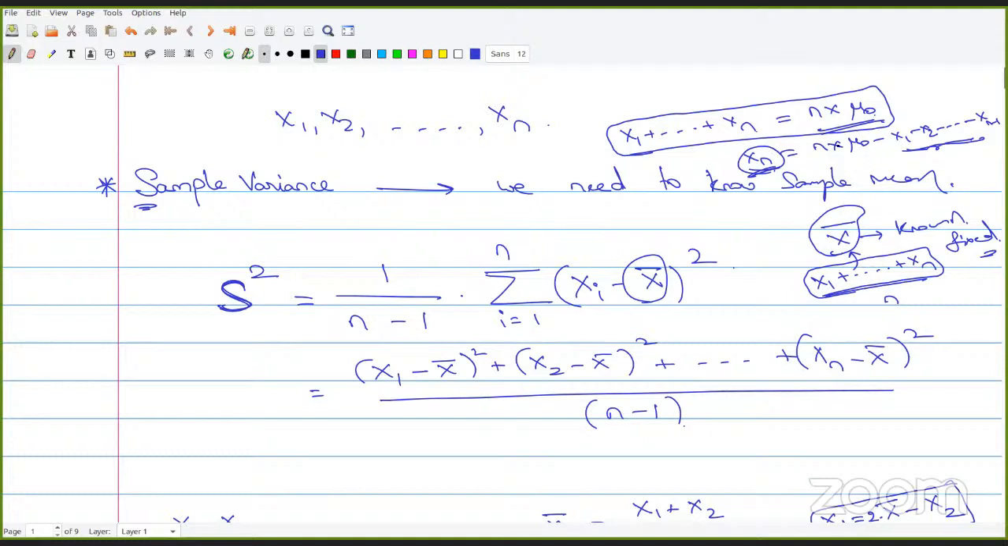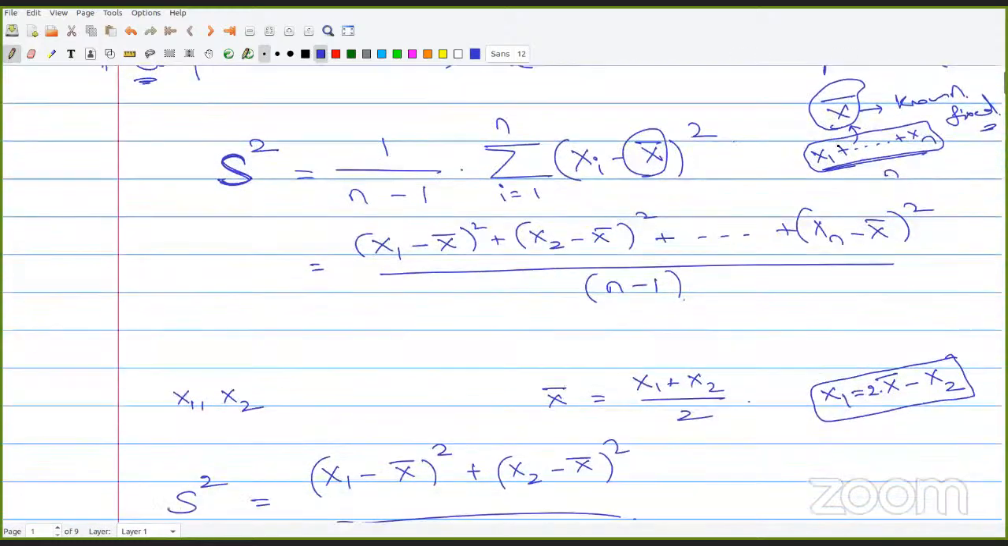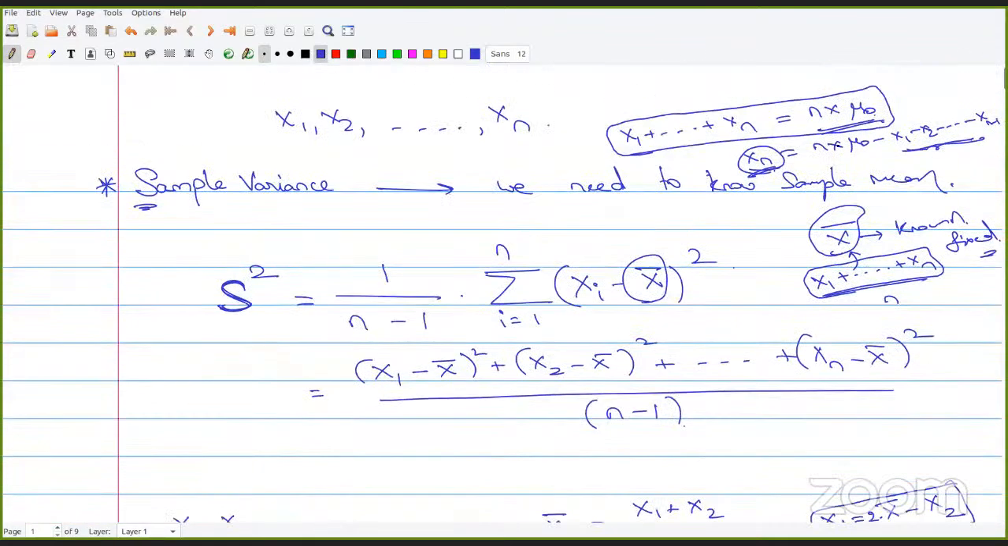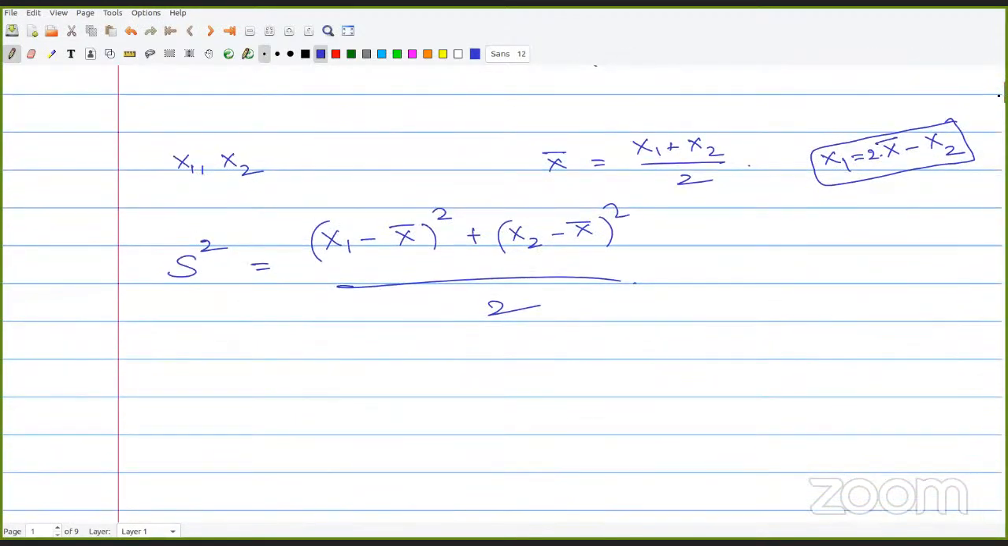Sorry to interrupt, but would you go over the last couple of things? When you say x bar is the average of all the n, that is okay. But you put x bar as x1 plus x2 by 2, and you call x1 as 2 x bar minus x2. In the case of multiple variables, how does it translate? Calculate for 3 and 4, sir. So for s square, the number of degrees of freedom is 1, divided by 1.